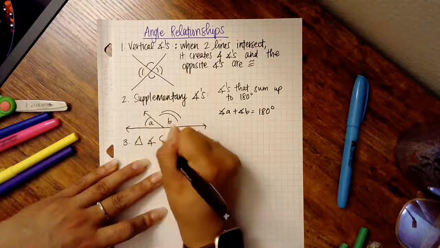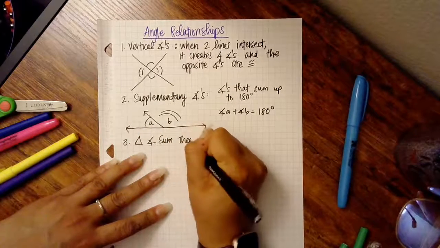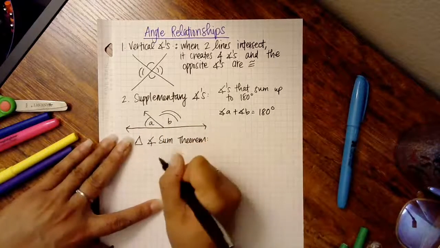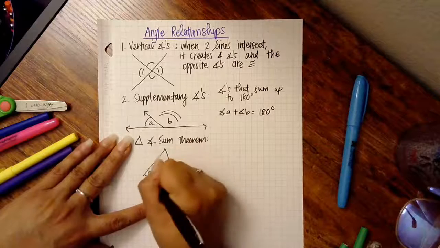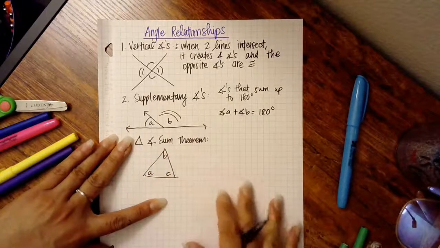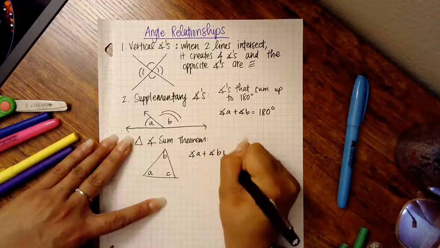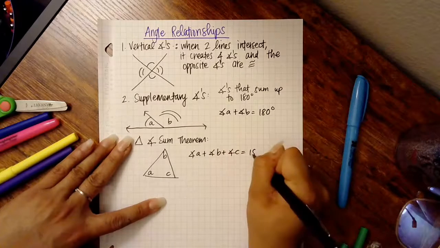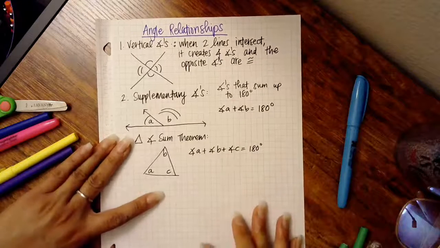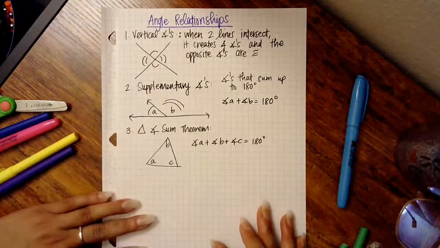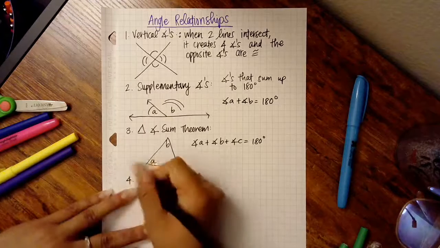And then we're going to talk about the triangle angle sum theorem. That says that when I have a triangle, the angles on the inside of the triangle will always sum up to 180. Okay?